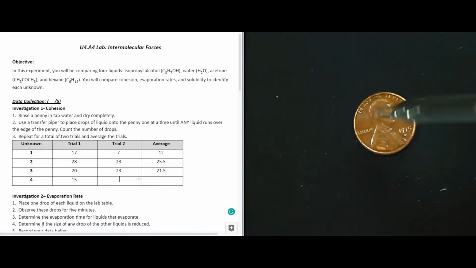Trial 2. 1, 2, 3, 4, 5, 6. Looks like it's spilled over already at 6 drops. So again, this is why we take an average. And my average would be 10.5 drops.